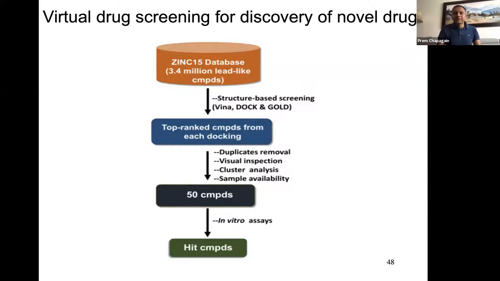That's actually just the beginning of the story. Once we get the hit, you have to go through a series of steps to verify that they work in vitro and in vivo: mouse models, human trials, clinical trials. The entire process takes a really long time. In some cases, it takes up to 15 years to go from this step to a product on the market.